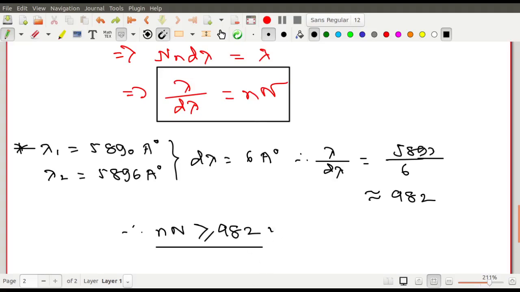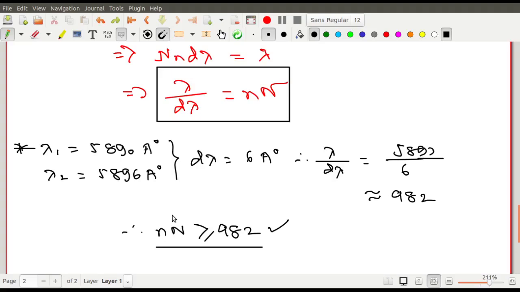And please take note of this point, this actually helps to solve the numerical examples, that your small n capital N product should be greater than this 982 for this particular system. This can be adjusted by using, you see that for a grating capital N is fixed. For a particular grating your capital N is fixed, and if this capital N is fixed, then for good resolution you need to go for higher orders. So you have to go to higher orders to get your resolution.